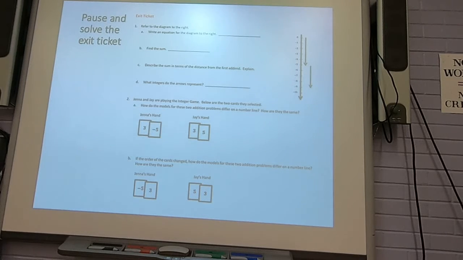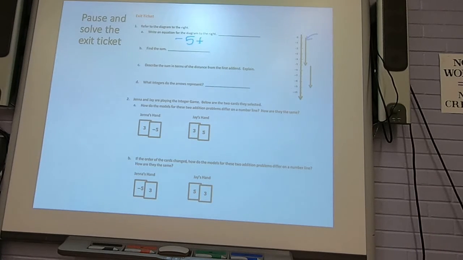All right, it says refer to the diagram to the right. This time you have a vertical number line. Write an equation for the diagram to the right. So you're looking at your number line to the right, and you're going to write an equation for it. The first one is the number that's closest to the number line. So I'm starting at 0, and I'm going to negative 5.